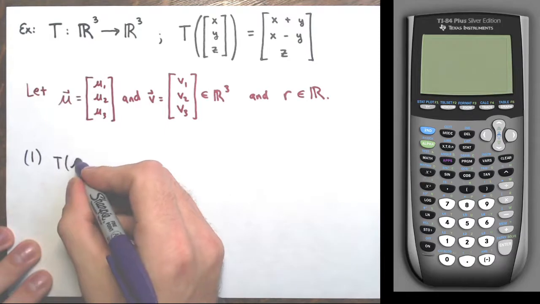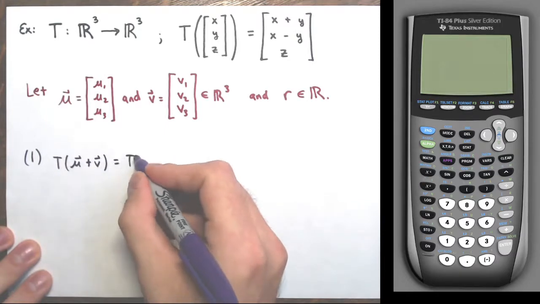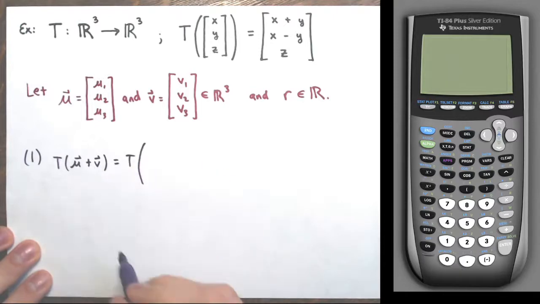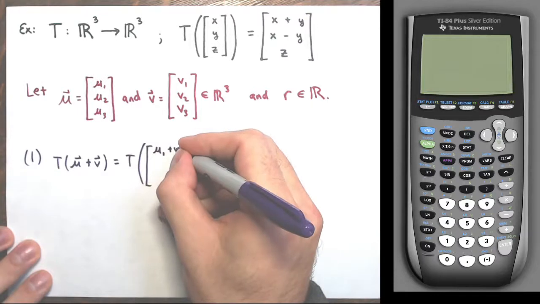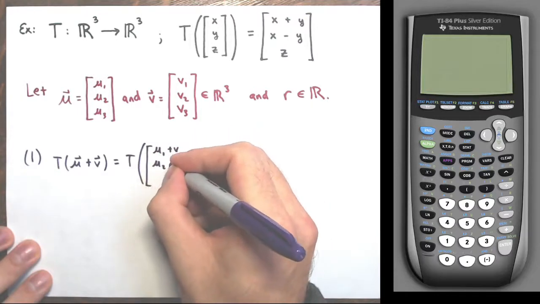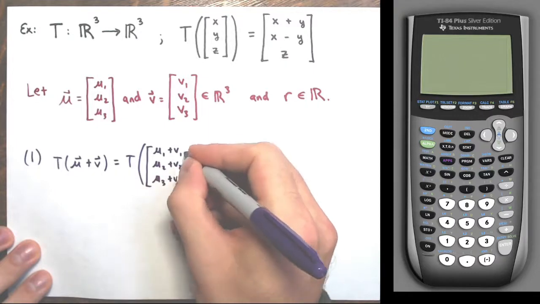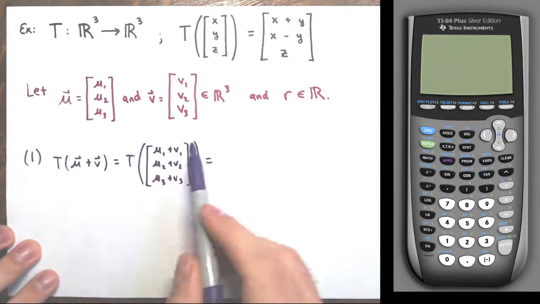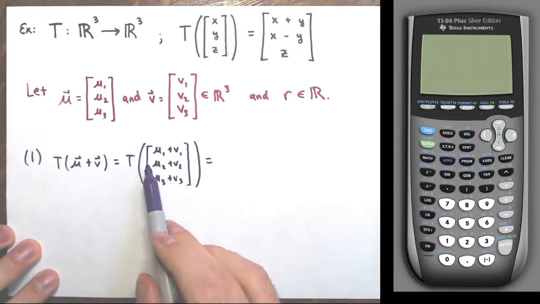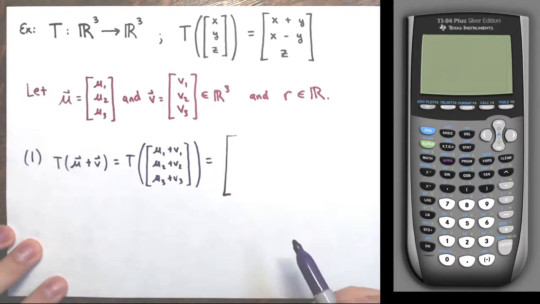T of u plus v. Again, this is where I'm adding the vectors first. The sum would be u1 plus v1, u2 plus v2, u3 plus v3. And then, with that result, I apply the rule for T. So I get, again, a vector with 3 components.